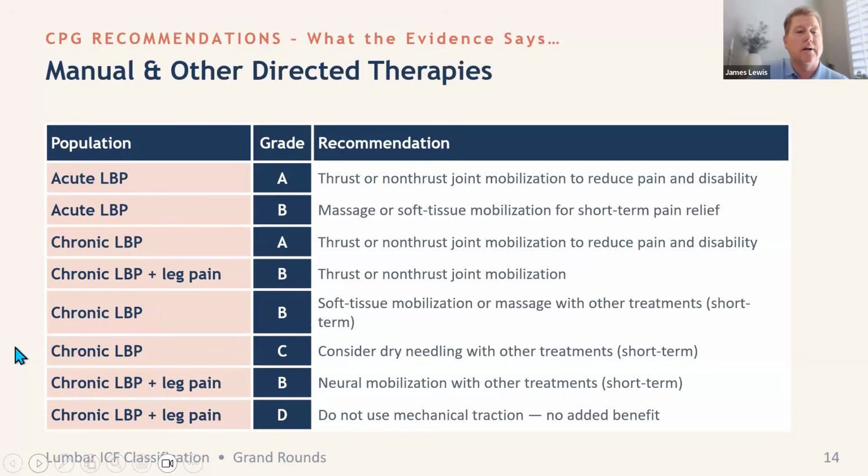This is the kind of sheet that, if you look for manual and other directed therapies, here is our population on the left side, the grade, and then the recommendation that the evidence is providing for us. So this is, again, a summary sheet. You can maybe print some of these off if you wanted to.